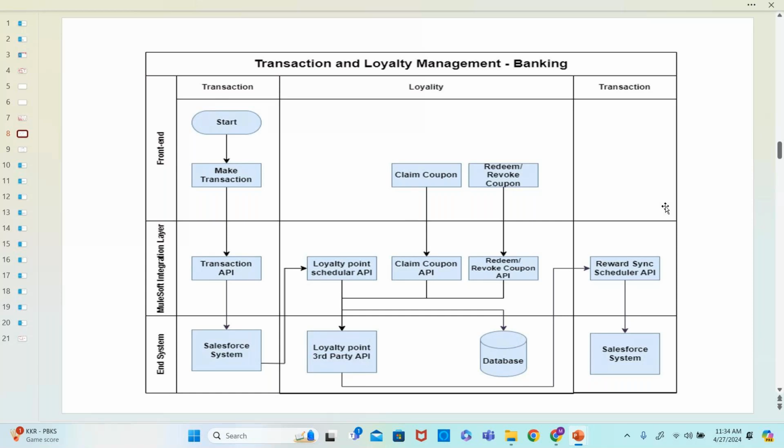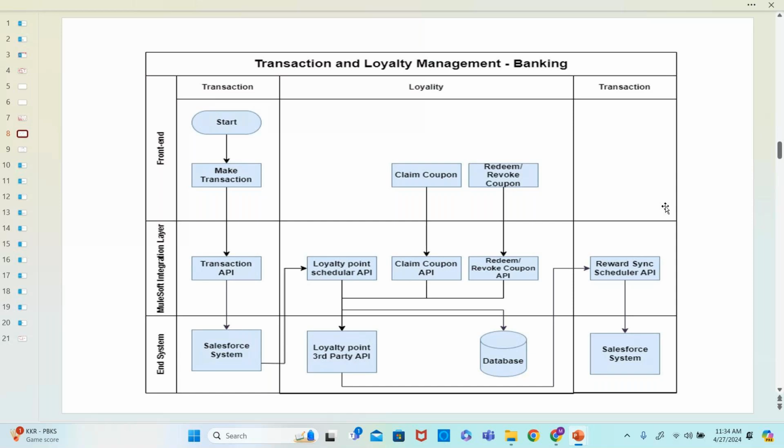What is this project about? Okay, now I'll take the picture of banking and then I'll try to explain. For example, there is a bank, ICICI Bank, and there are customers for that particular bank, and they issued credit cards.